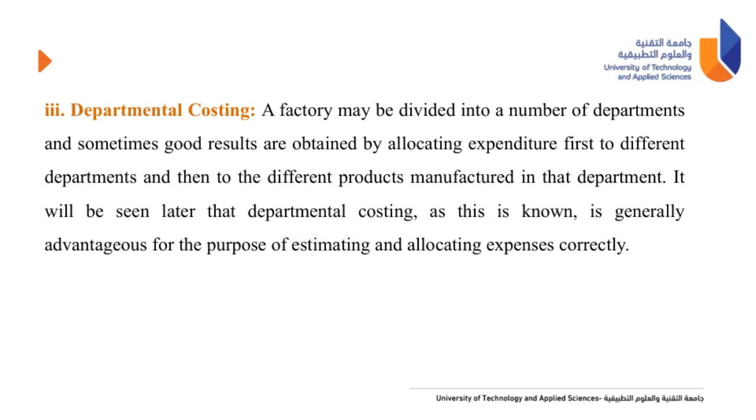Now, let's talk about departmental costing. Essentially, a factory can be divided into several departments, which helps us manage and analyze costs more effectively. Sometimes, by allocating expenses initially to these departments, we can then further assign costs to the specific products made within each department. This two-step process often leads to better accuracy in estimating and distributing expenses.